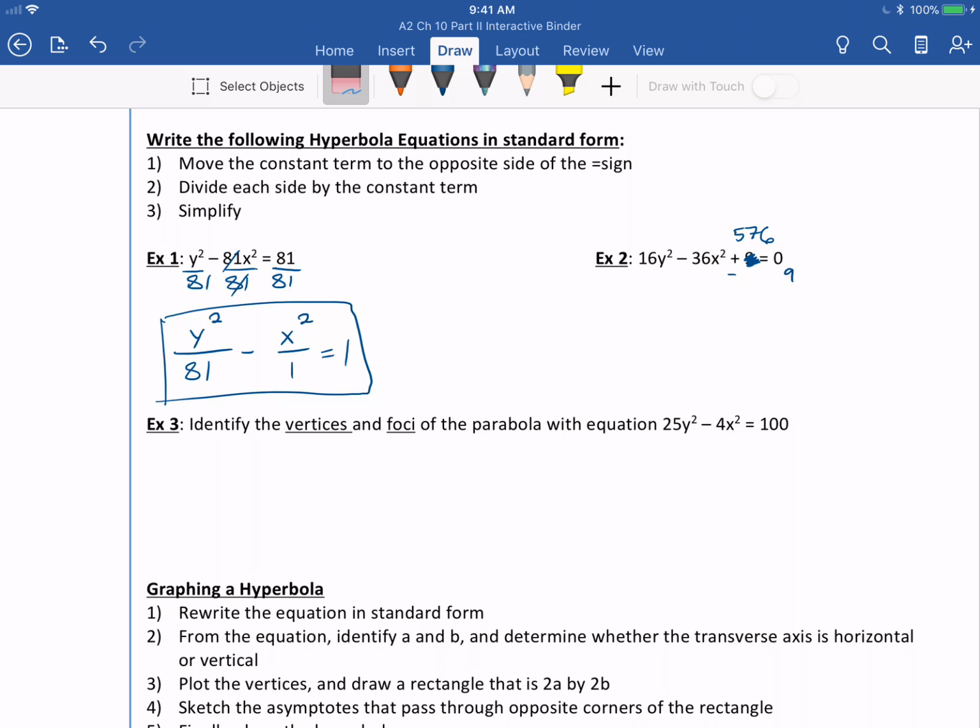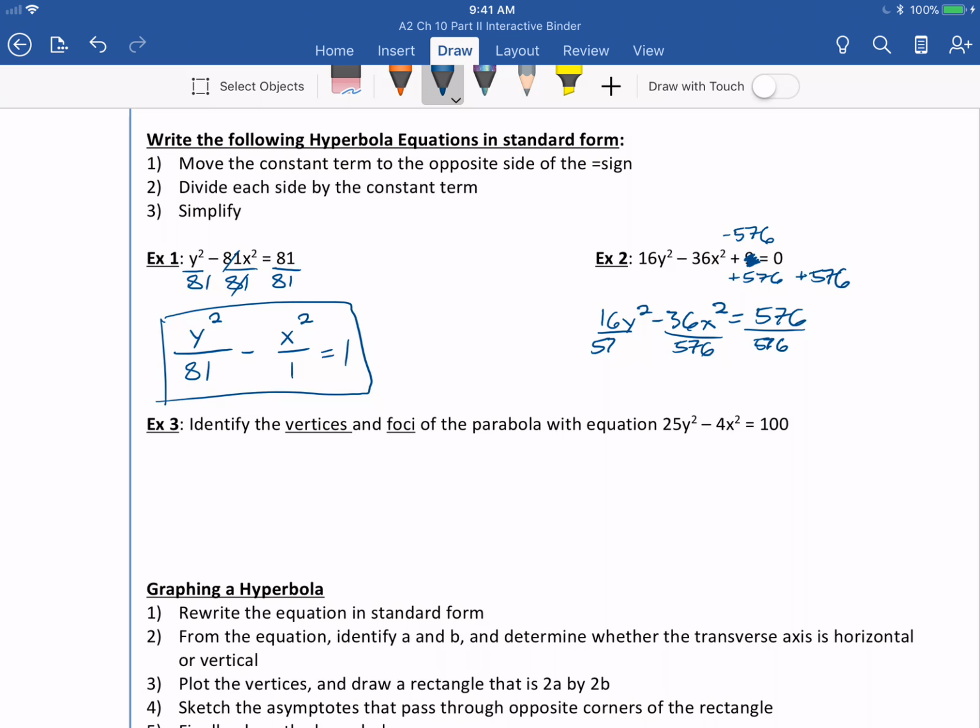So I'm going to erase these. This is going to be a minus 576, so I'm going to add it to the other side, 576. Sorry about that confusion there. So I'm going to add that 576. Now I have 16y squared minus 36x squared is equal to 576. Now I have to divide by that 576.